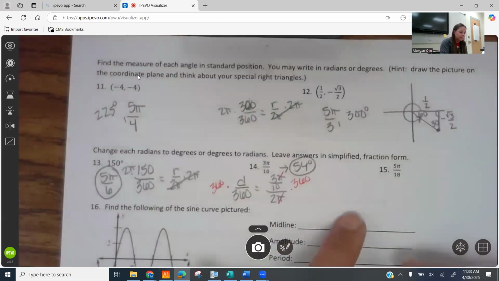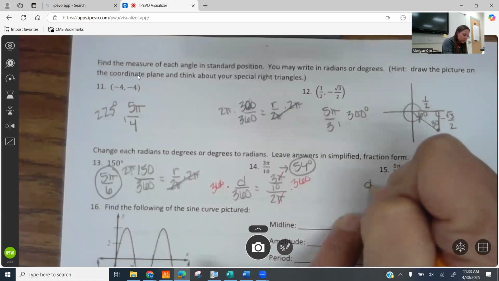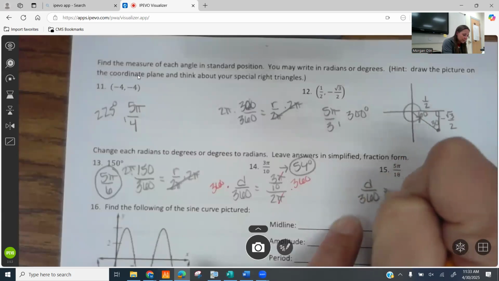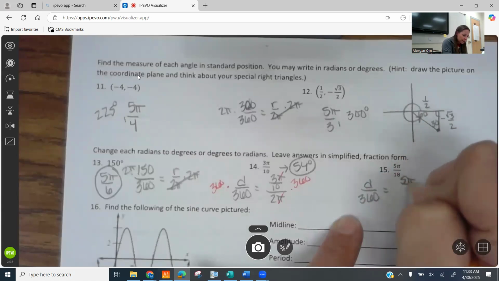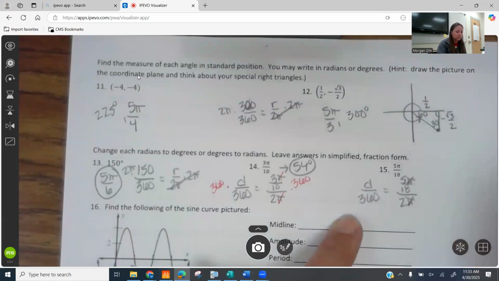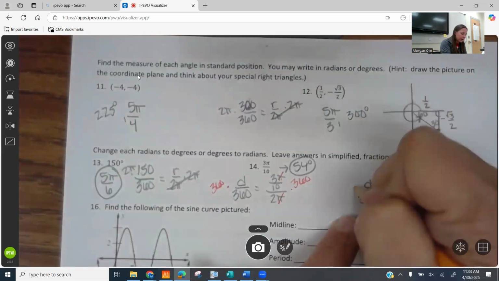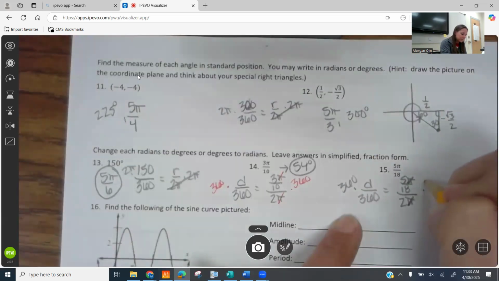So let's do this again. All right, I want the degrees, so a whole circle is 360 equals. Now they're giving me the radian measure is this, and a whole circle is 2 pi. The pi's you can just cancel out. All right, and I need to multiply each side by 360.